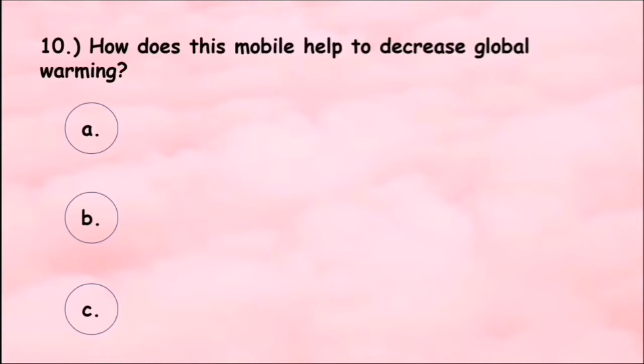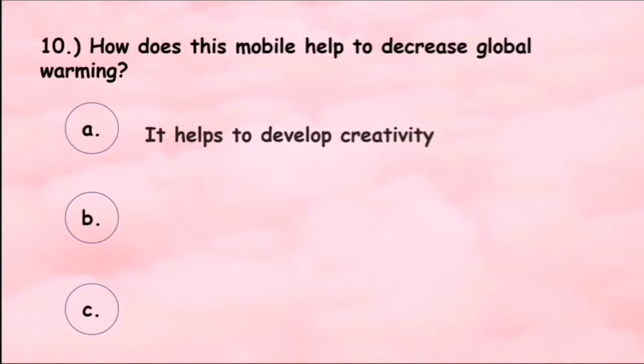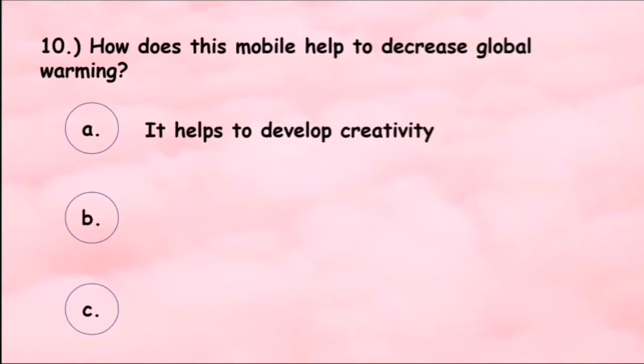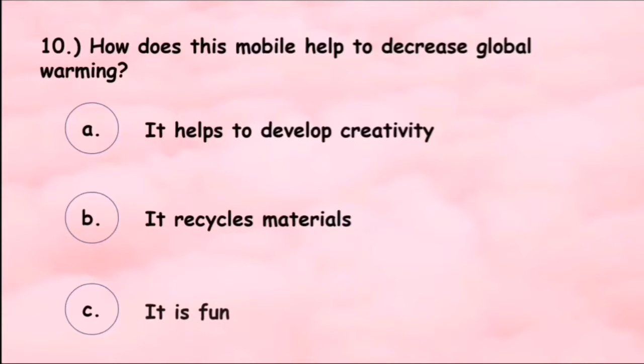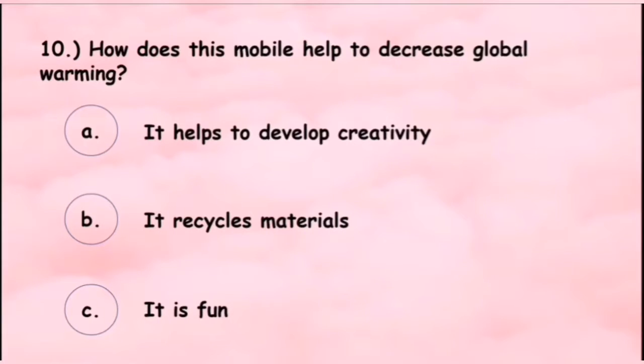Okay, so again, question number 10. How does this mobile help to decrease global warming? A. It helps to develop creativity. B. It recycles materials. C. It is fun. So let me just explain the meanings of these answers.